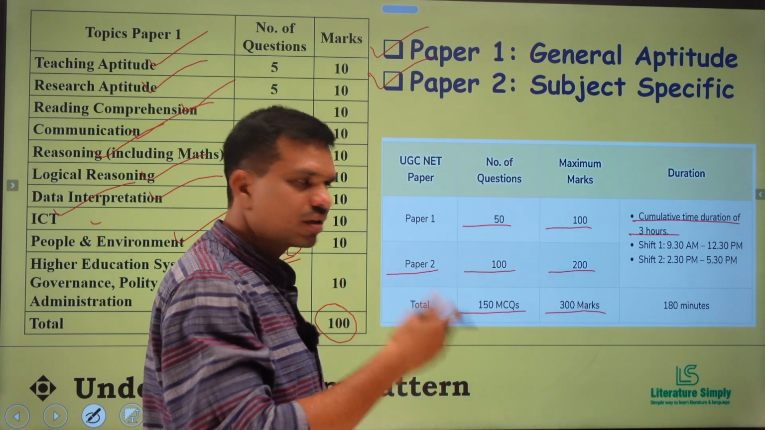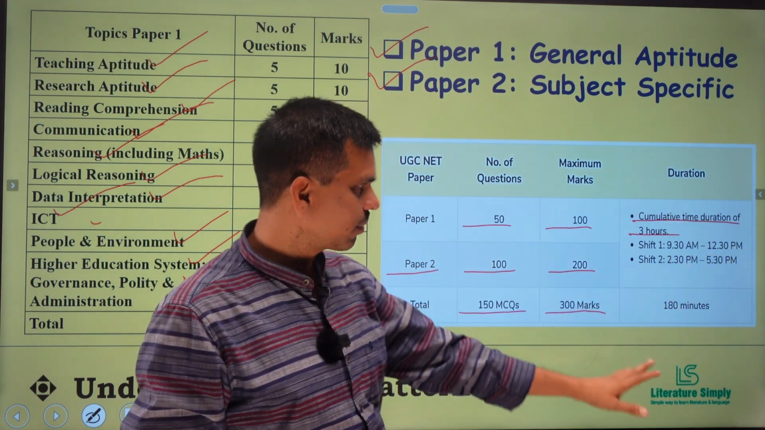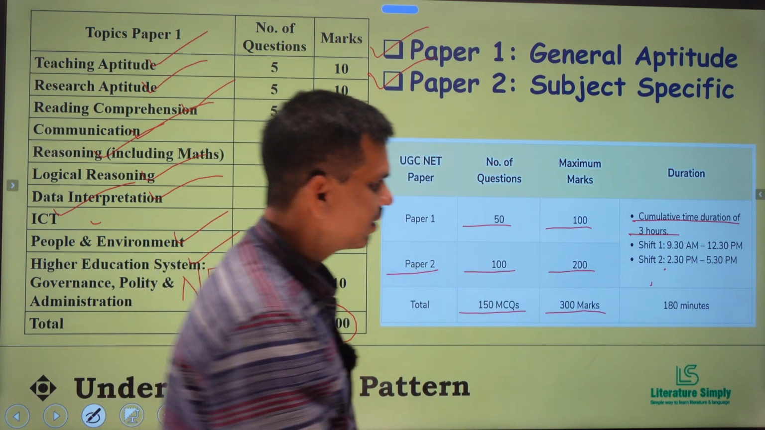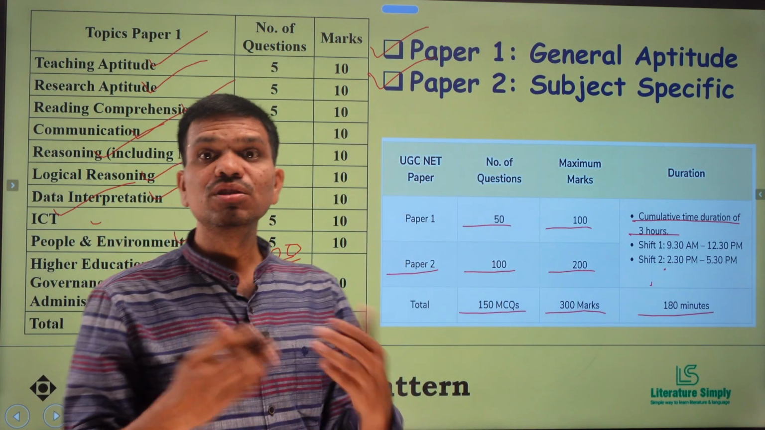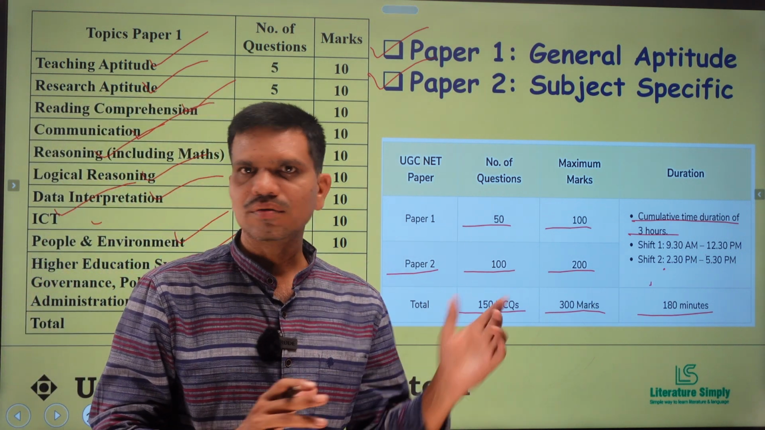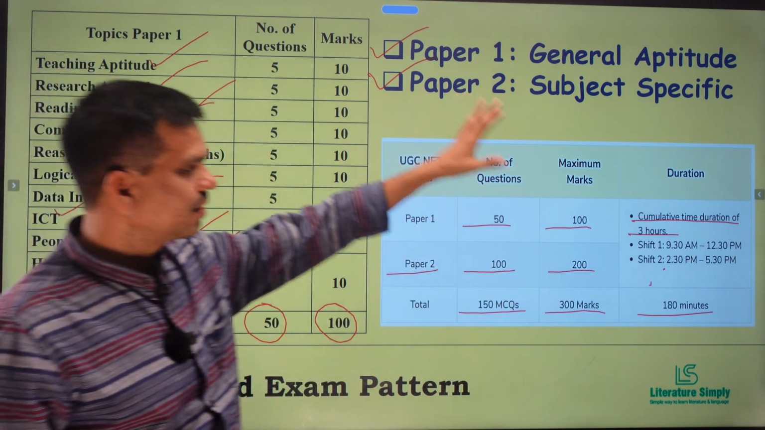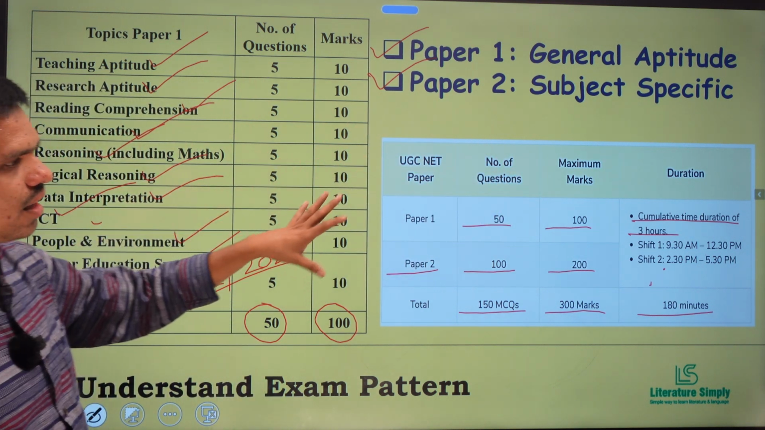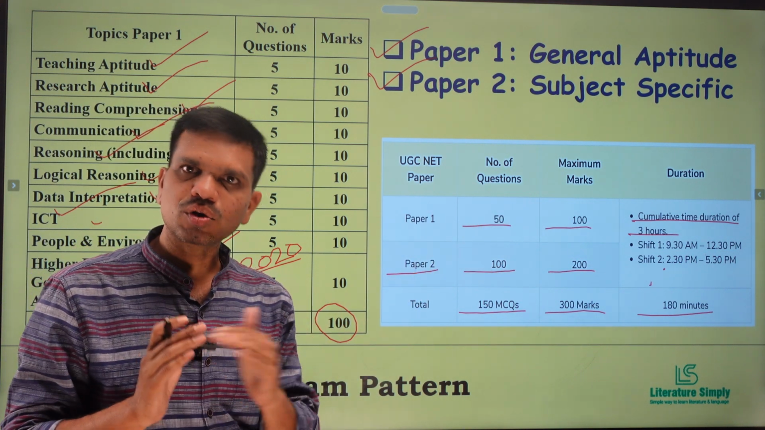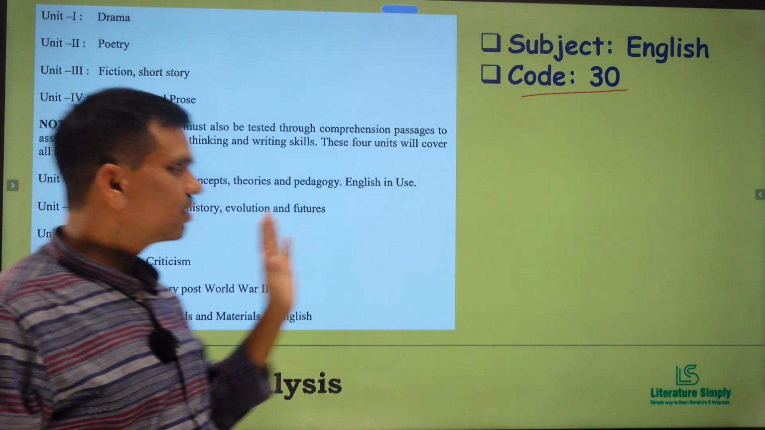There are 2 shifts, a morning shift and an afternoon shift. In the morning shift the timing is 9:30 AM to 12:30 PM, and in the afternoon shift 2:30 PM to 5:30 PM. We have 180 minutes, which means 3 hours, allotted for these 2 papers, and you have to sit for 3 hours and solve them. So this is the cumulative time. You can spend the time on both papers as you wish, and this is very important. This timing needs to be managed well so that you can answer all the questions and score well.